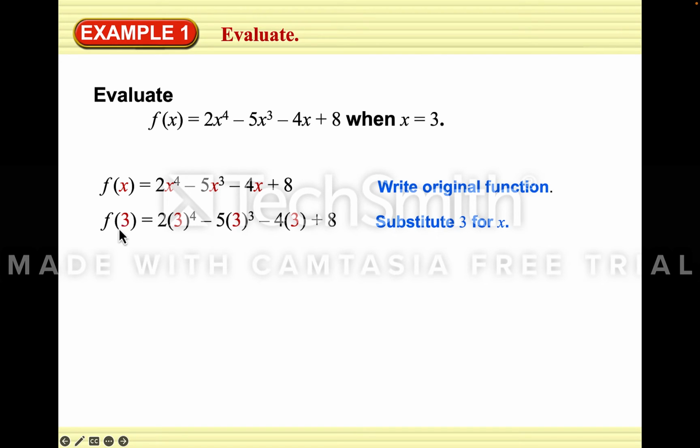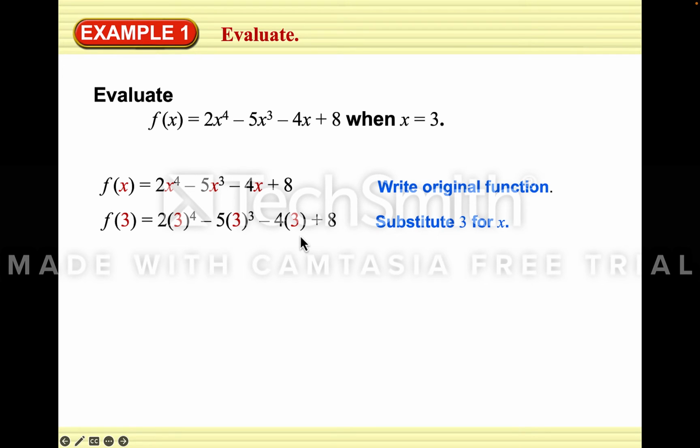So if you'll notice over on the left-hand side, sometimes there's some confusion about this. One of the advantages of function notation is that we can keep track of what x value we're evaluating for. We can write it as f of 3. This does not mean f times 3. If we wanted 3 times f, that 3 would be out front. This means the function f with 3 as the input. And so everywhere we see x, we're now going to put 3.